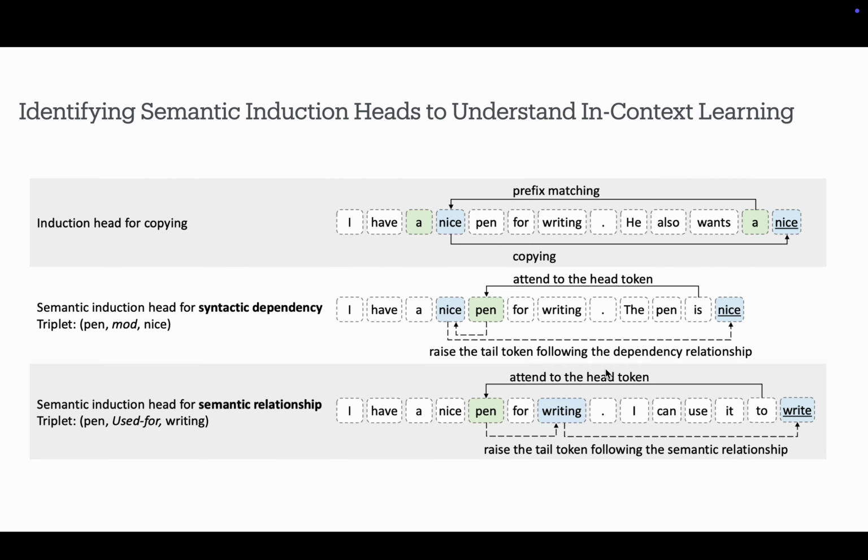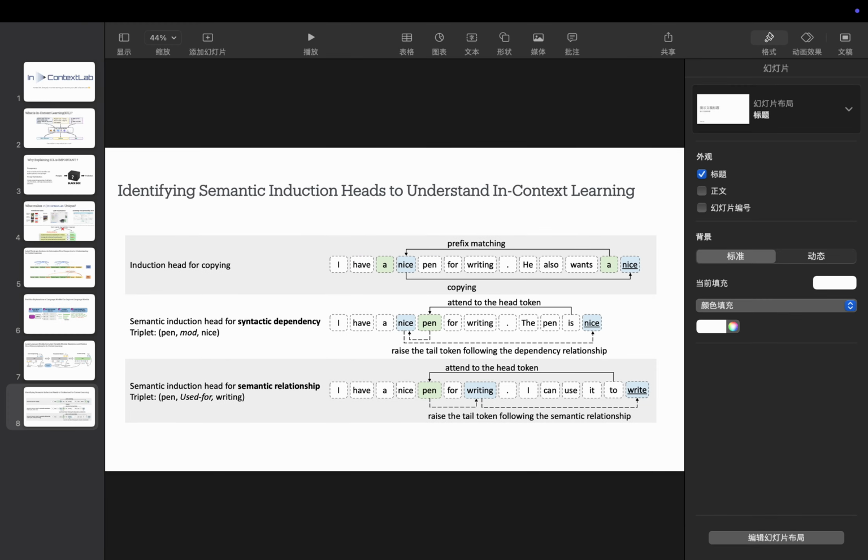The last model is identifying semantic induction heads. It explores the relationship between layers and heads in the attention modules and how they capture the syntactic and semantic relationships in the tokens. We can see some examples.